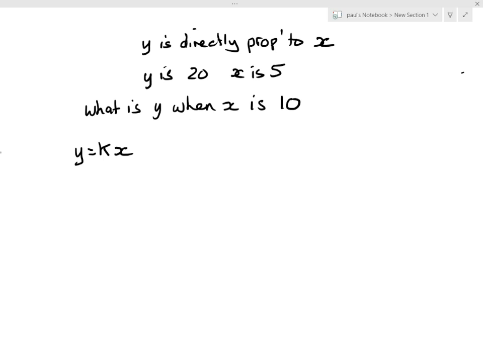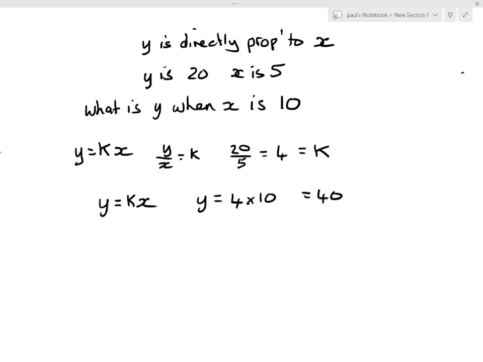Now, what we need to do is we've got the Y, we've got the X, and we need to find the constant, because that's not going to change no matter what the value of X is. So we rearrange this to find the constant. Y divided by X equals the constant, which is 20 divided by 5, which equals 4. So K equals 4. Now, go back to this again. Y equals KX, yeah? And so Y equals 4 times 10, which equals 40. Directly proportional.